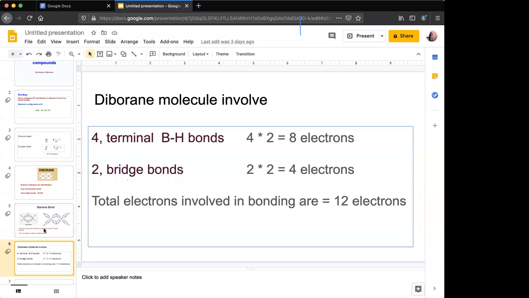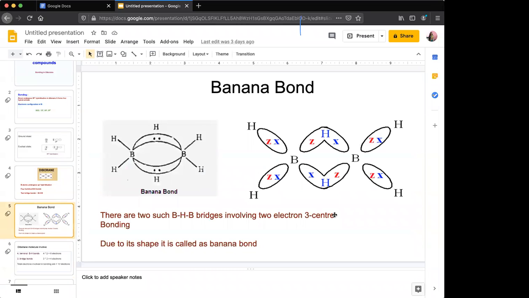And this diboron molecule is also called an electron deficient molecule. Why is it electron deficient? As you can see, there are 3 centers, B, H, B, and 2 electrons. 1 electron is less, right, to form the bond, and hence this molecule is called an electron deficient molecule.